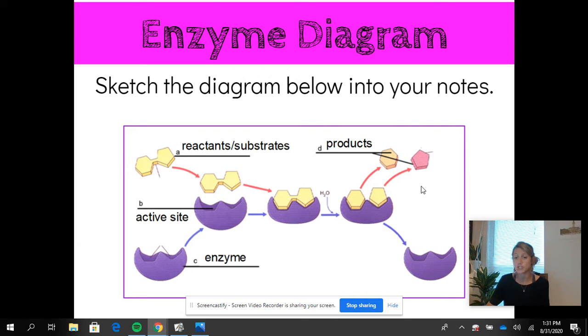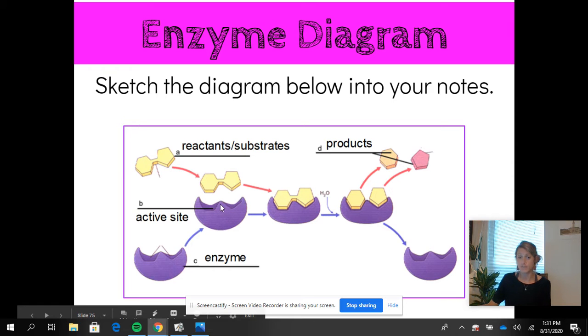In order for the reaction to occur, again, the substrate has to fit into the enzyme, and then ta-da, a reaction happens. So this purple object you see is the enzyme. As you see, the enzyme has a very specific spot and a very specific shape, we have the active site. Our reactants or substrates fit perfectly into that enzyme. Remember that lock and key model.